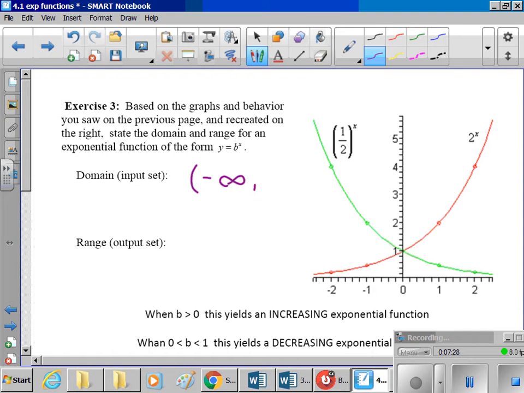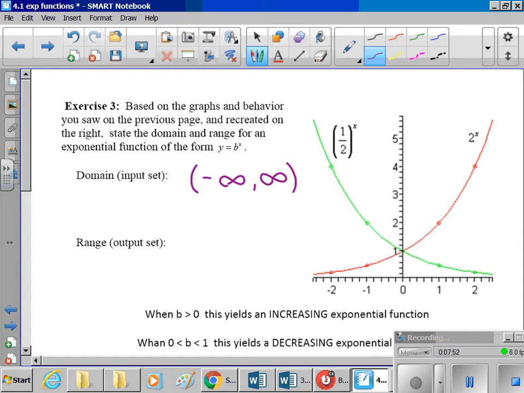negative infinity to infinity. Remember, we only have problems with our domain when we have the square root of a negative number or when we have dividing by 0, and neither of those are possible when we have a positive number to a power. So we're not going to have any problems with the domain, and the domain is supposed to be the entire set of real numbers, the whole number line.